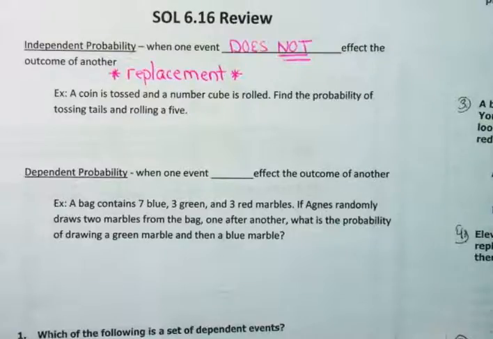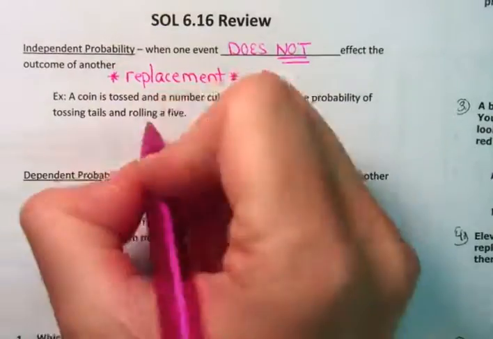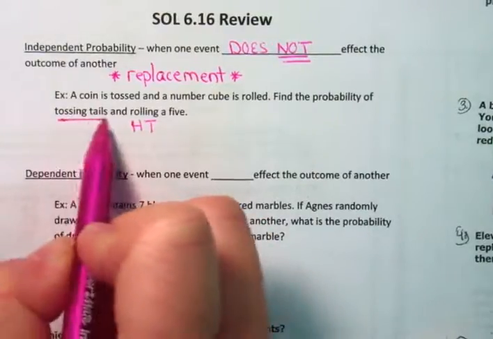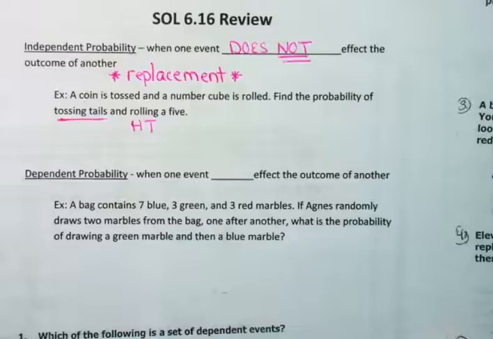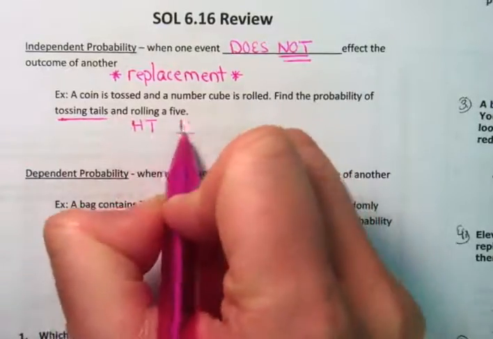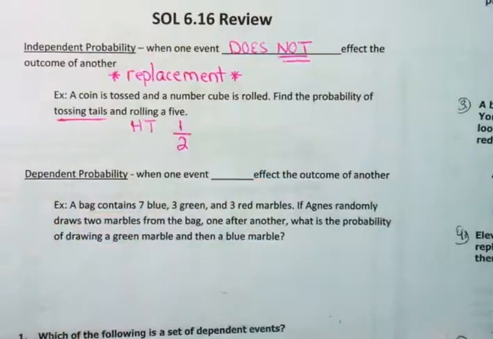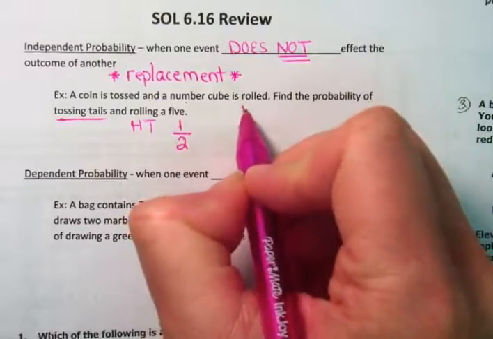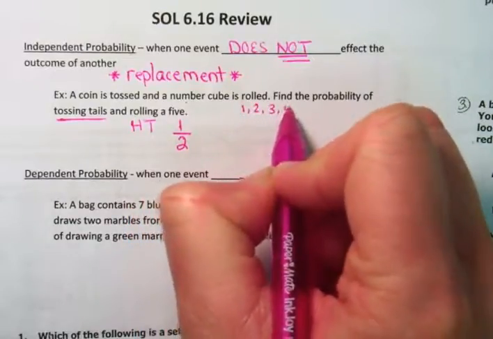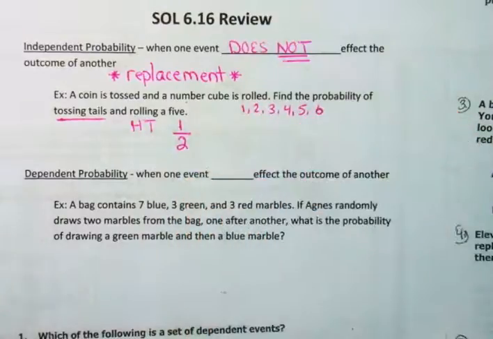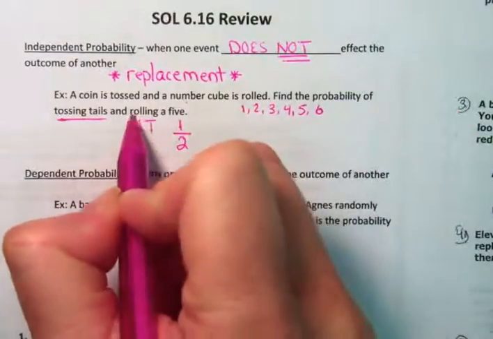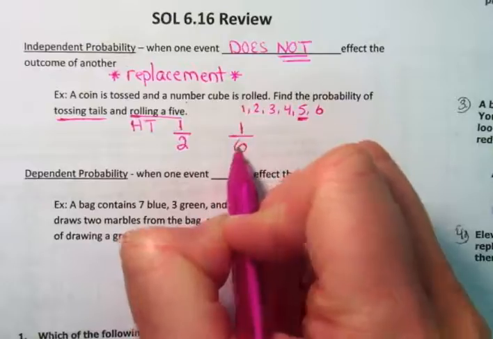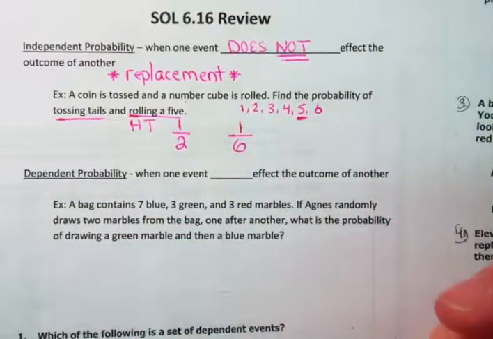So let's think about this. You toss a coin. What are our two options on a coin? We can either get a heads or a tails. So it wants us to get a tails. So we make a fraction. And what is our fractional chance of getting a tails? And that is 1 out of 2. And then we have a number cube. Remember, that's a fancy thing for a dice. And we know the numbers on a dice are 1, 2, 3, 4, 5, and 6. And it wants the probability of rolling a 5. So we look and we see, well, there's 1 five out of 6 numbers. So that's a 1 in 6 chance.